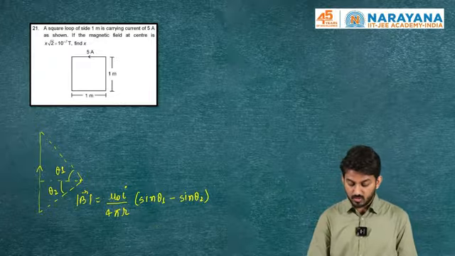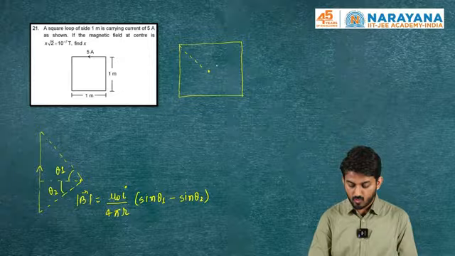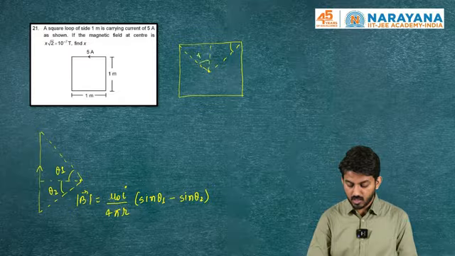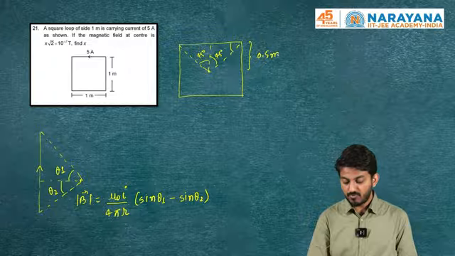Now, in this case, if we look, we have this square. If we simply focus on one side here, these angles come out to be 45 and 45, and this distance here comes out to be half of the side, which is 0.5 meter.